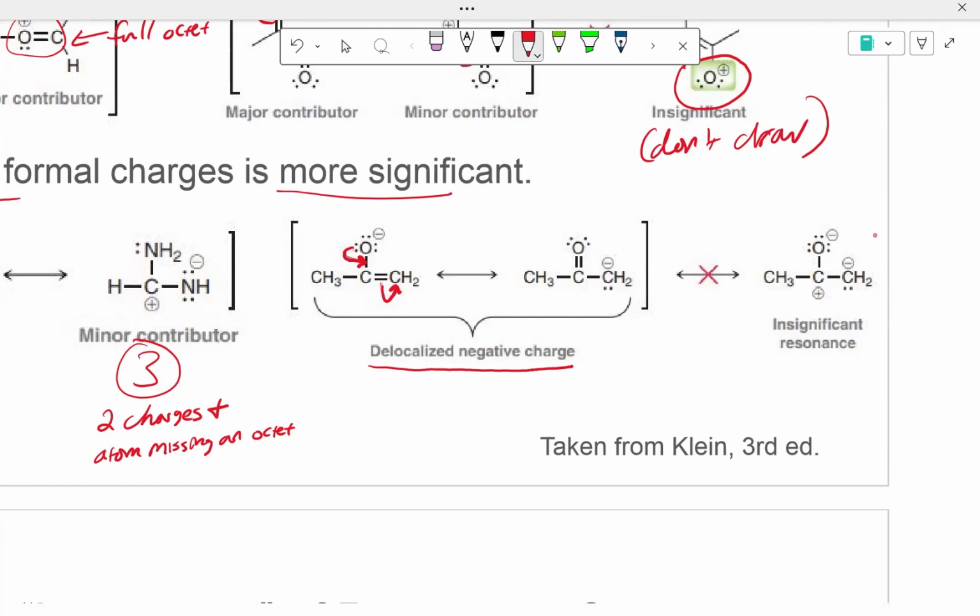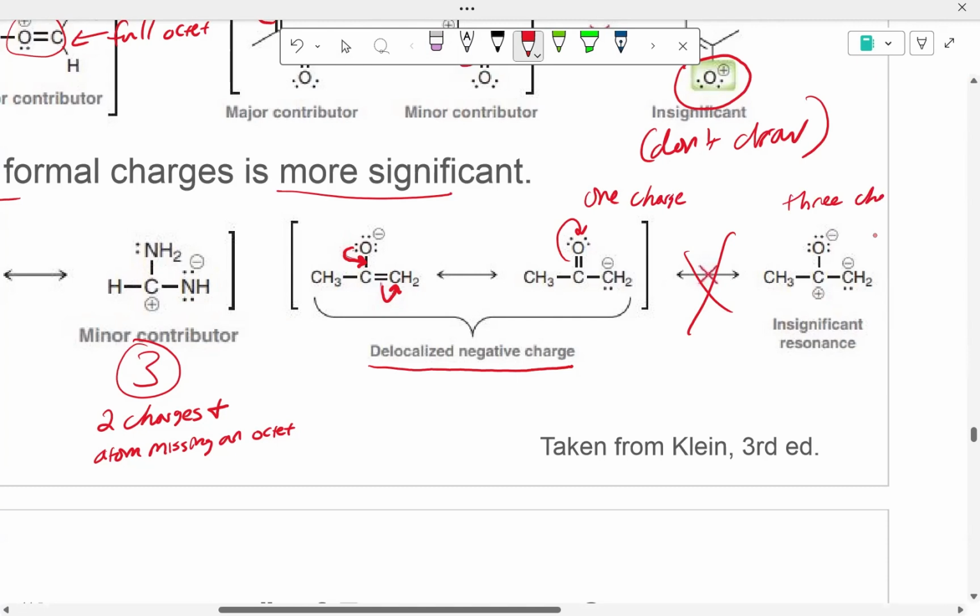Now notice again, a side note here, there's a third resonance structure drawn, but again, big red X there saying don't do this, because if I were to go like this, I go from one charge to three charges. Not good. Every time we increase the amount of charges, that decreases the stability. So that is not something that we want to show. You wouldn't draw this as a valid resonance structure.